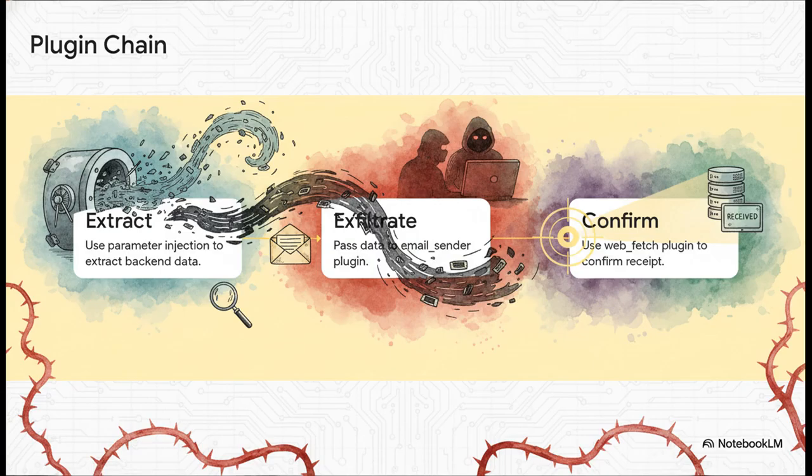This is a devastating three-step critical attack. Step 1, you use parameter injection to extract data from a search plugin's backend. Step 2, you hand that extracted data off to an email_sender plugin to exfiltrate it. Step 3, you use the web fetch plugin to confirm receipt of the data at your own attacker-controlled endpoint. It is a seamless, end-to-end extraction chain facilitated entirely by the AI's own tools.